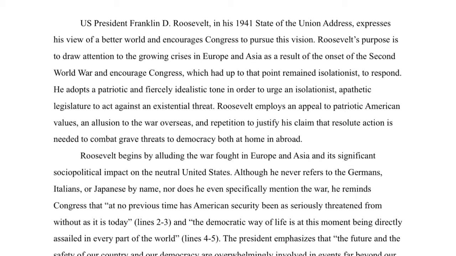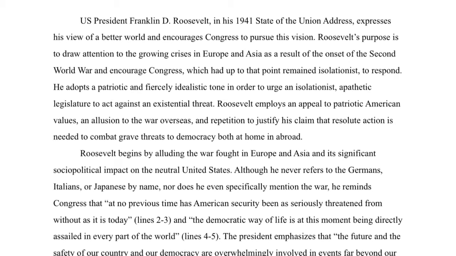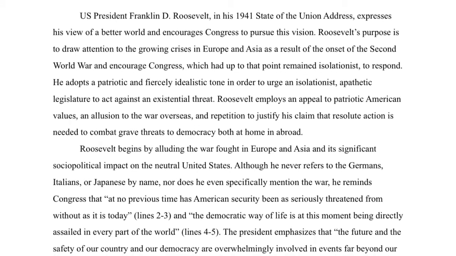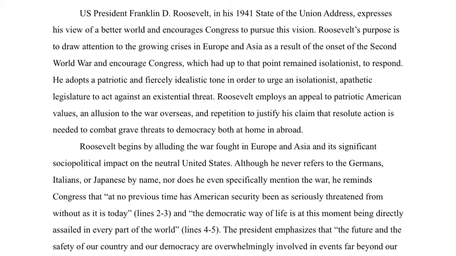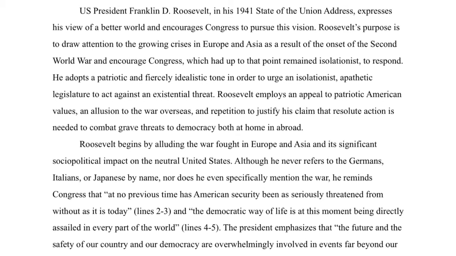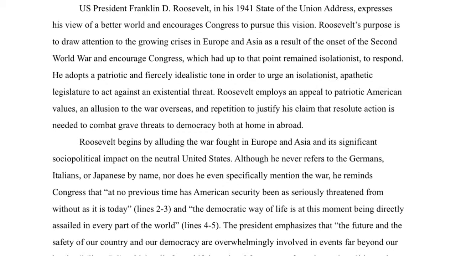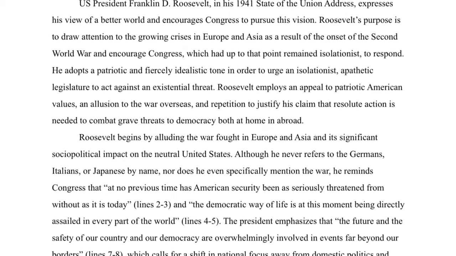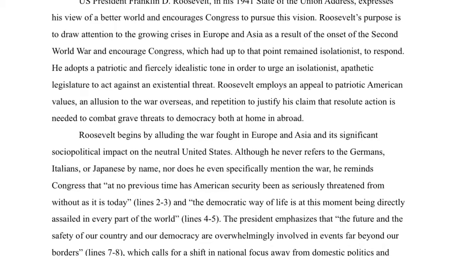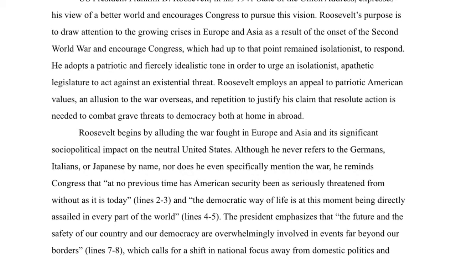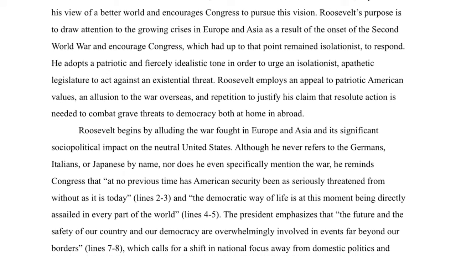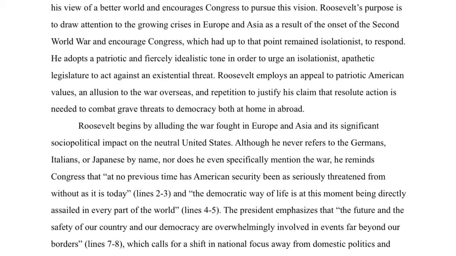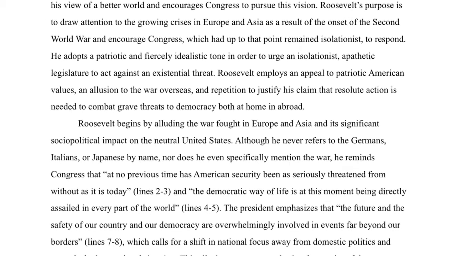After your introduction, you're going to get right into the meat of your rhetorical analysis in the body paragraphs. The body paragraphs you want to go in chronological order following the piece of work you're analyzing. You're going to want to follow a pretty typical format to make sure that you hit on all the key bases. You begin with a transition word. In this paragraph we say, Roosevelt begins by alluding to the war fought in Europe and Asia. The allusion to the war is the strategy that you're especially going to focus on in this section of the passage.